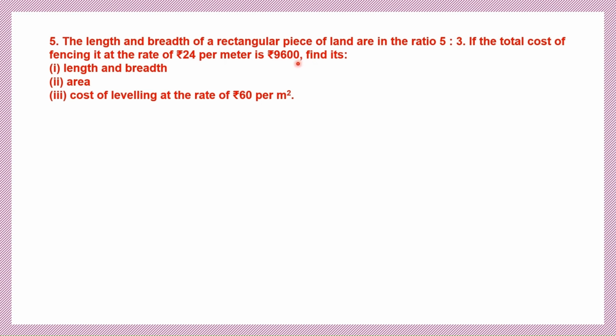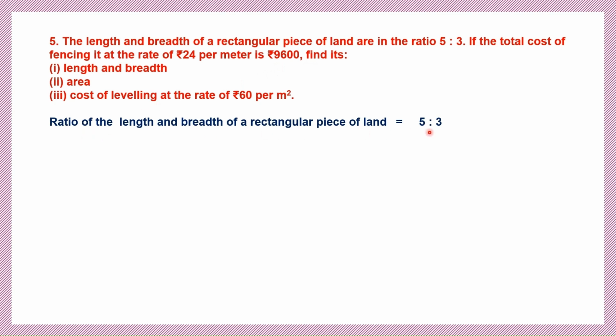So perimeter is not given to us. Length and breadth are not given to us. But we have to find length and breadth, area, and then cost of leveling. So we have to always make use of what is given to us first. So let's write what's given to us. Ratio is given to us. So now we're going to consider the length to be 5x and the breadth to be 3x.